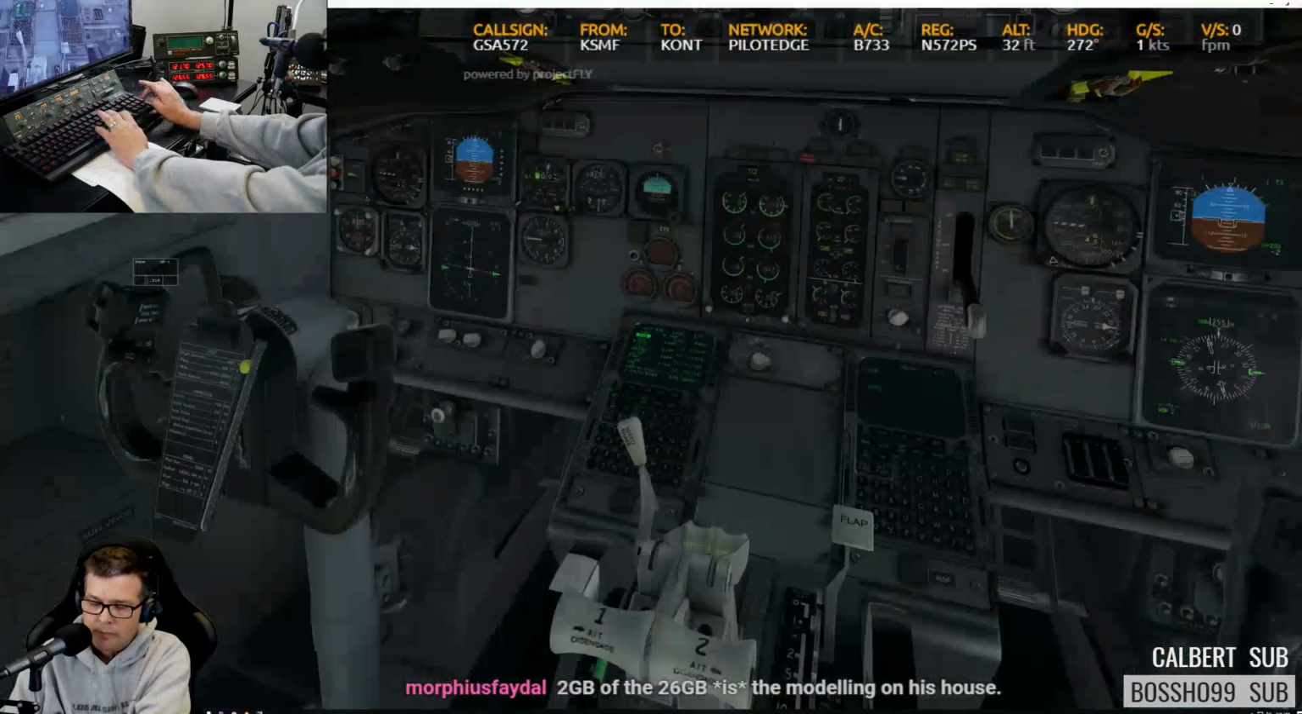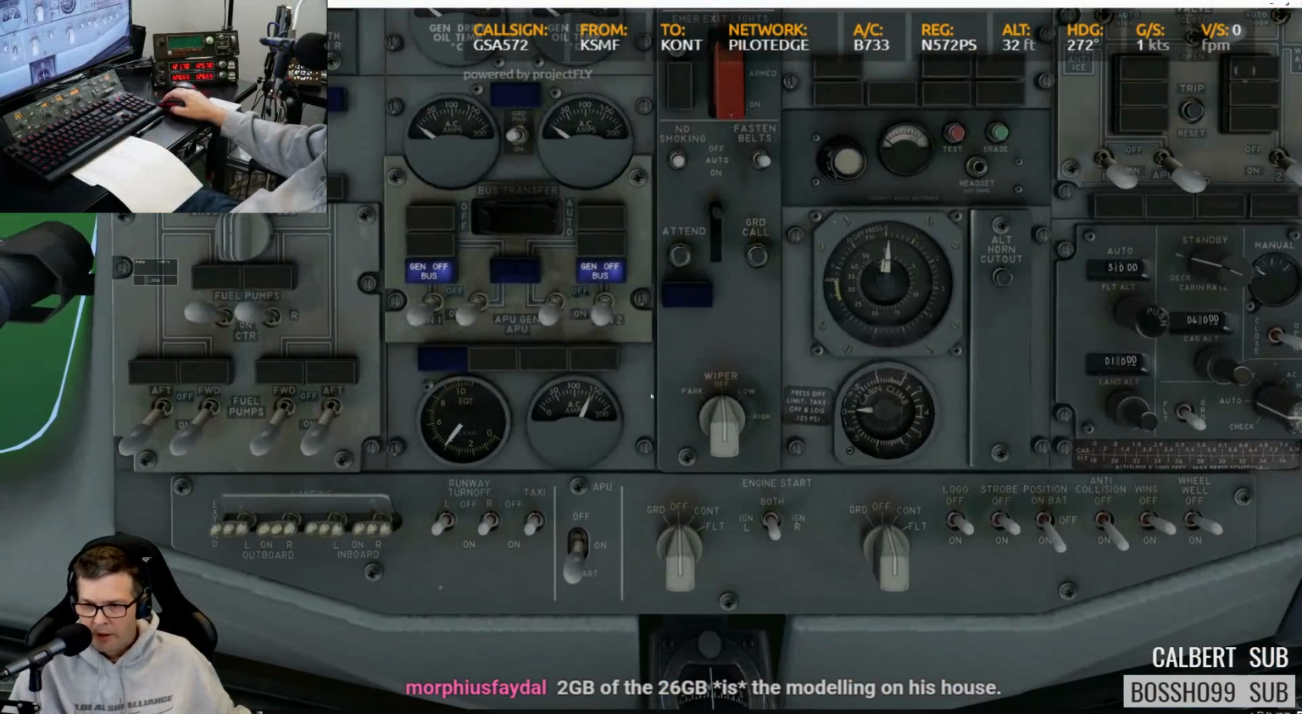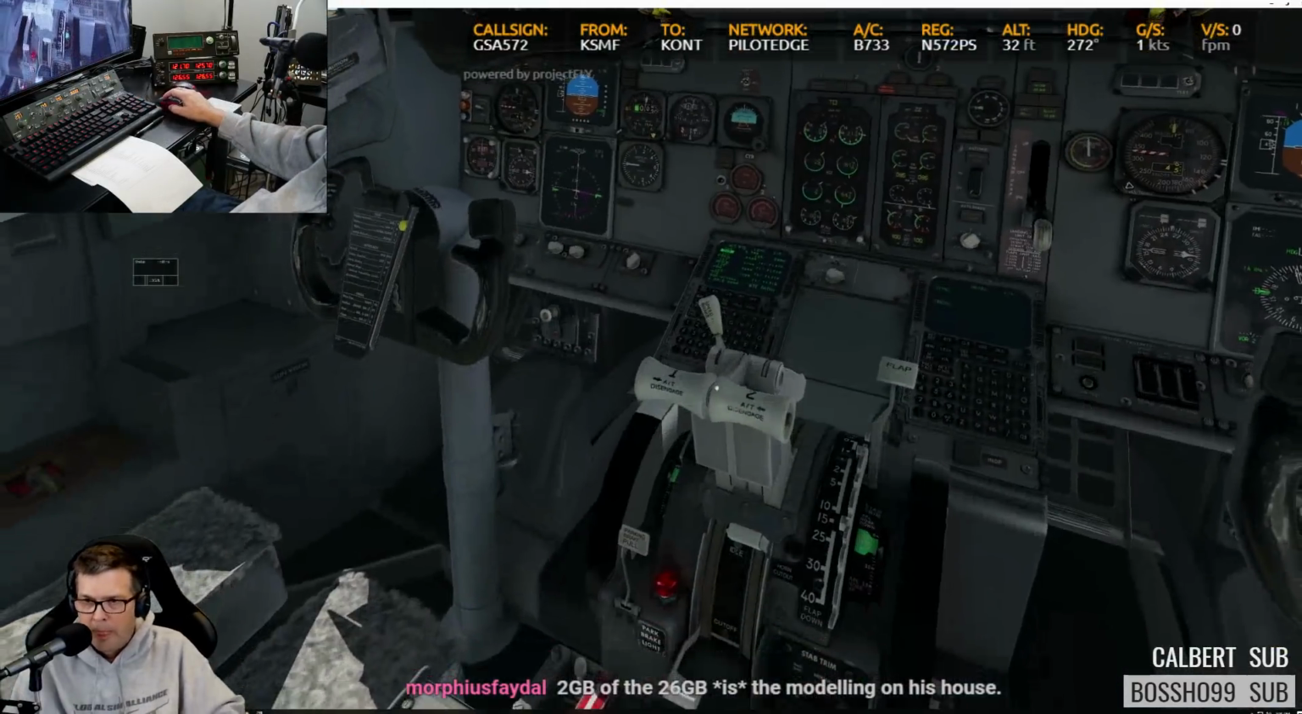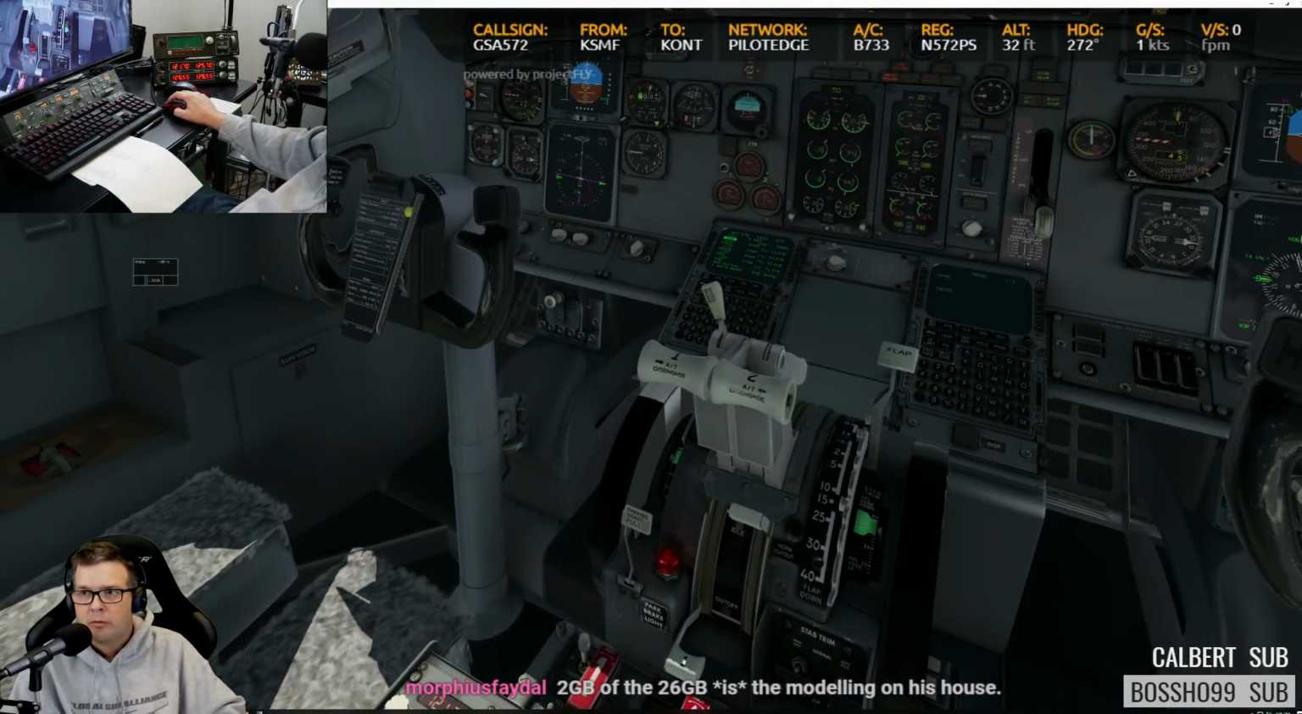Operation complete. Set parking brake. Parking brake set. Start number 1. Disconnecting tow. Stand by.